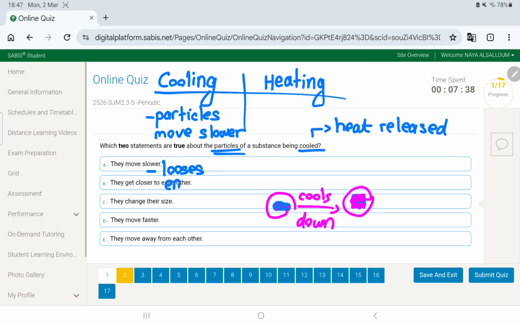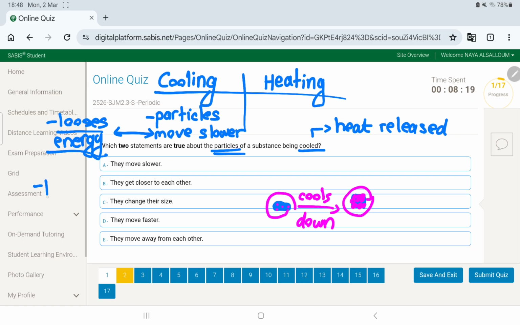Energy. I'm just gonna write it here, next to it. Loses energy. Now, why? Let's say you are running, okay? You're running really fast. But then, all of a sudden, you're just slowing down. Why do you think you slowed down? Because you began to lose your energy. So they relate. Right? So when the particles move slower, the particles lose energy. And when particles lose energy, the particles move slower. So they relate.